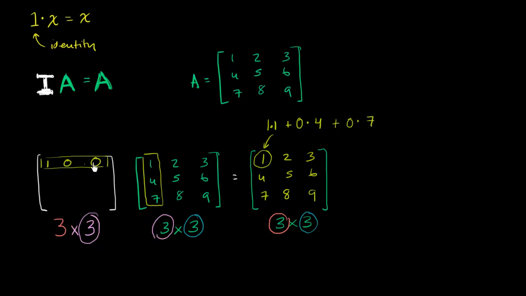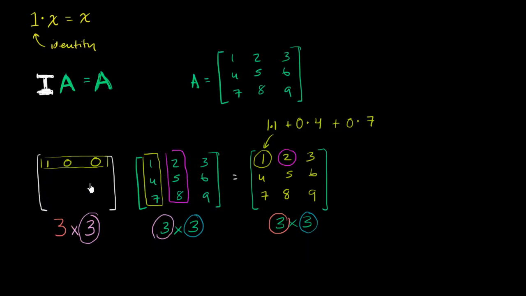What happens when we multiply this row times this column, or times this column to get this entry right over here? Well, it works out. It's 1 times 2 plus 0 times 5 plus 0 times 8. So it makes sense. You get 2 again. And same thing when you do it for this third column. 1 times 3 plus 0 times 6 plus 0 times 9 is going to be 3.